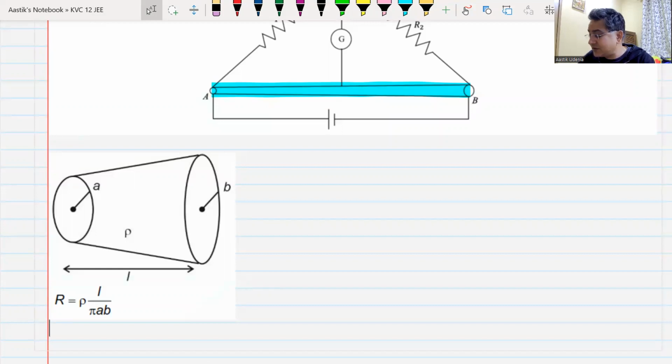And you must remember the resistance of this thing, sir. This is the exact question, sir, that we have done right now. What is the resistance of this frustum of the cone? If you had known that resistance, you would have done this question pretty simply, sir.